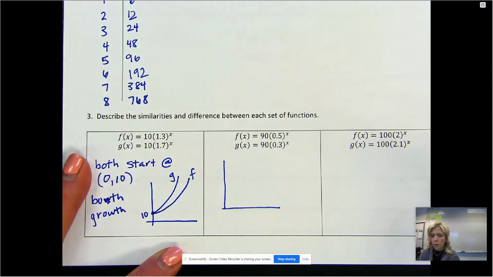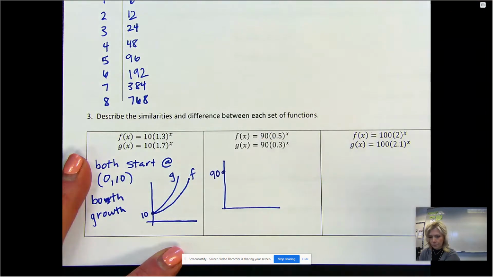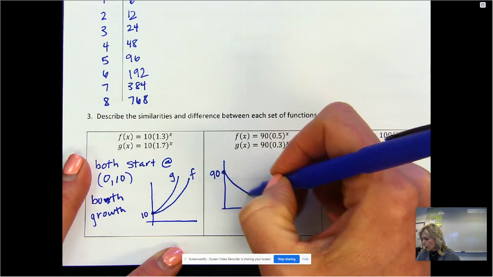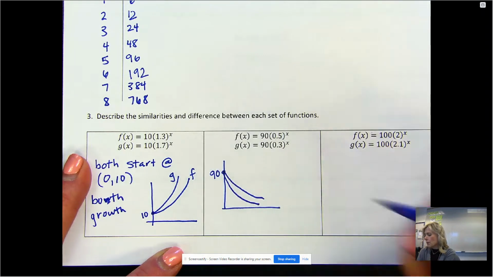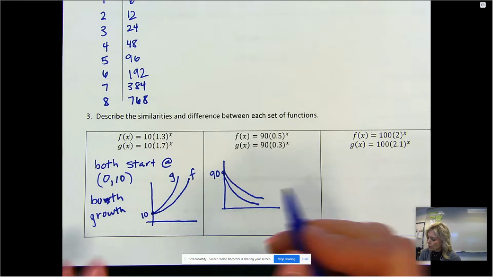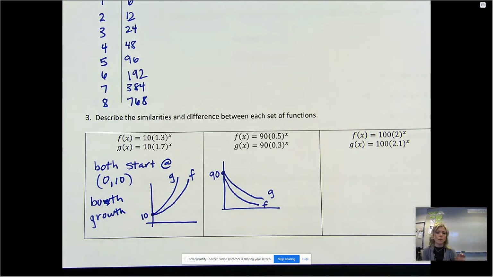These two functions both start at 90, so they'd have a point here at 90 on the y-axis. They're both showing exponential decay. So they're both going to decay, but which one is which? Well, which one is getting smaller faster? It has a larger decay rate, I guess you could say. So this would be F down here, and this would be G, okay? Because more is taken away.